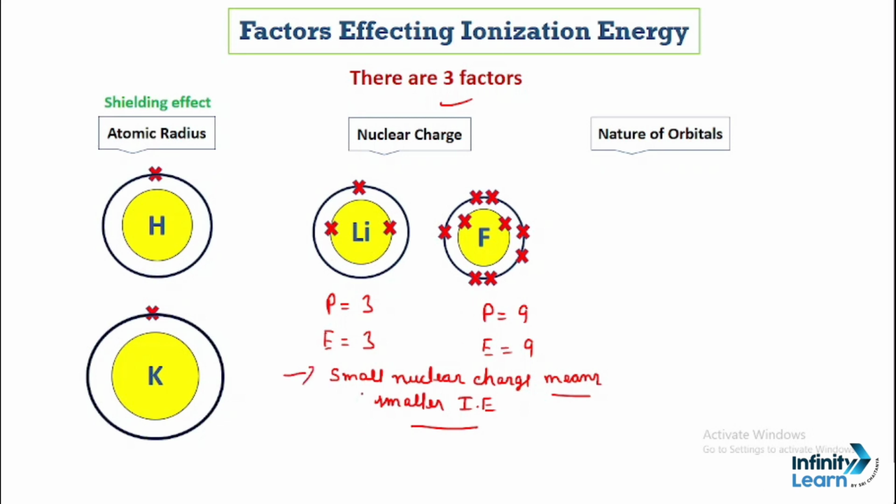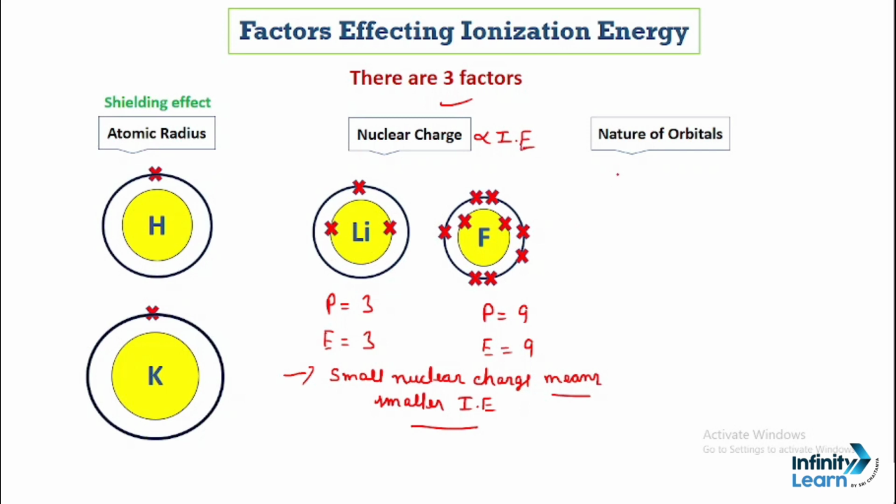So remember this point, it will be the other way around. A small nuclear charge means smaller ionization energy, and when it is greater, it will have a greater ionization energy, by which we can say that it has a direct relation with nuclear charge. So whenever your nuclear charge is small, the ionization energy will also be small, and whenever it is greater, then both the nuclear charge as well as your ionization energy will be greater. So there is a direct relationship between nuclear charge and ionization energy.